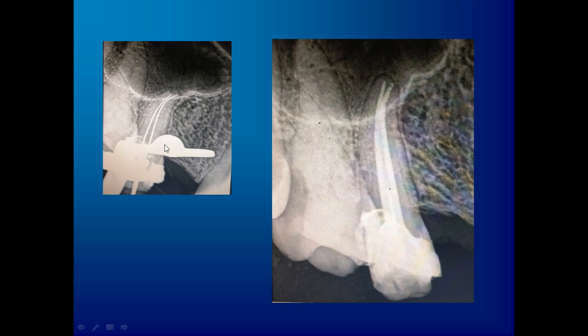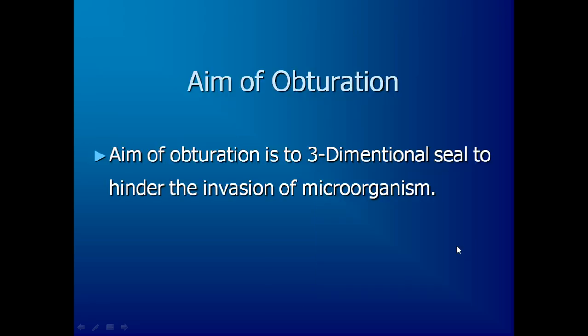Later, after shaping and cleaning, this is the obturation. The radiopaque material which is appreciated here is the obturation, followed by a post-endodontic restoration to re-establish the original anatomy. So this is the obturation. Now this radiograph shows us the complete endodontic treatment.